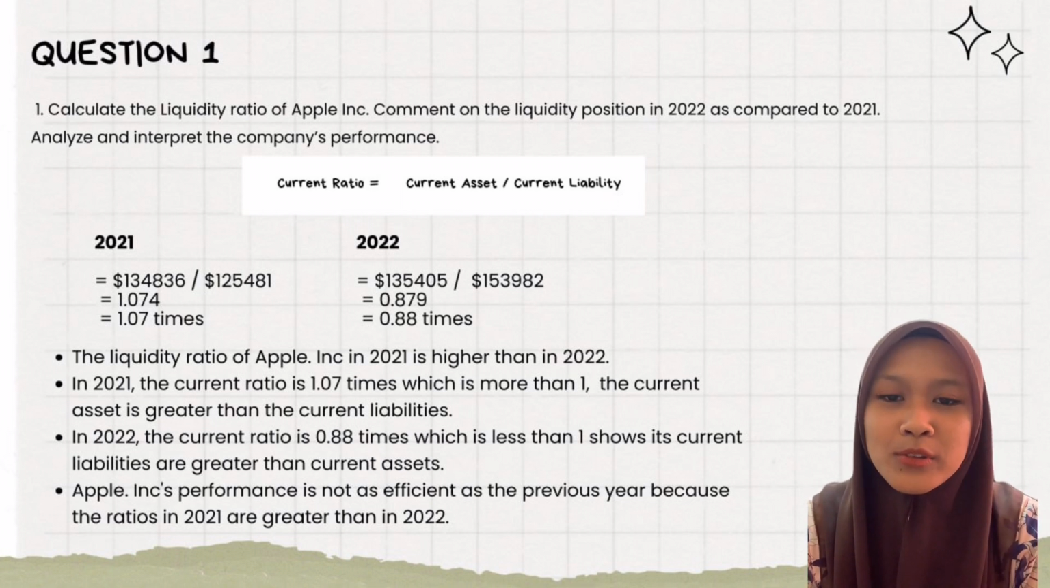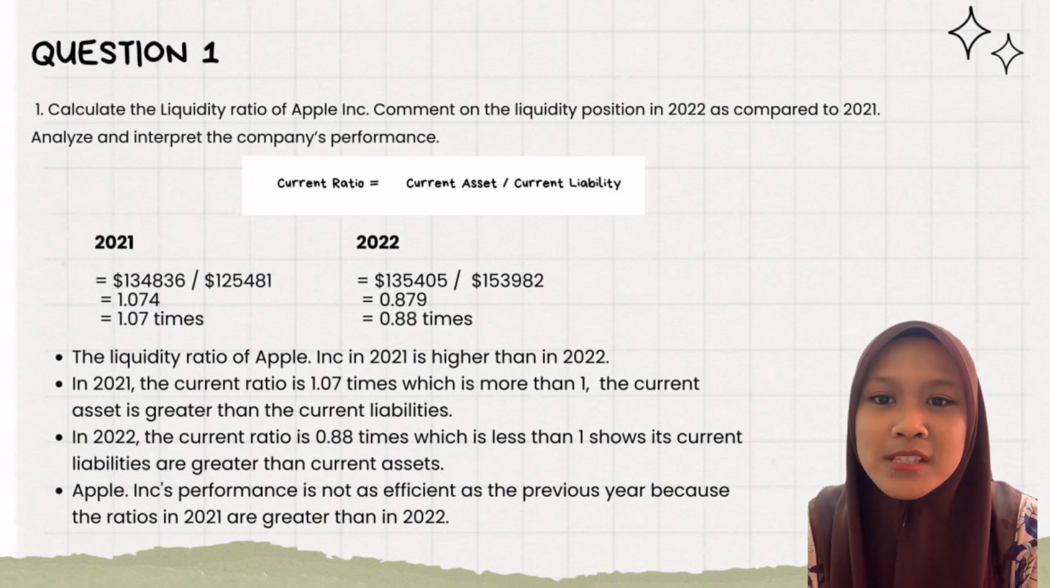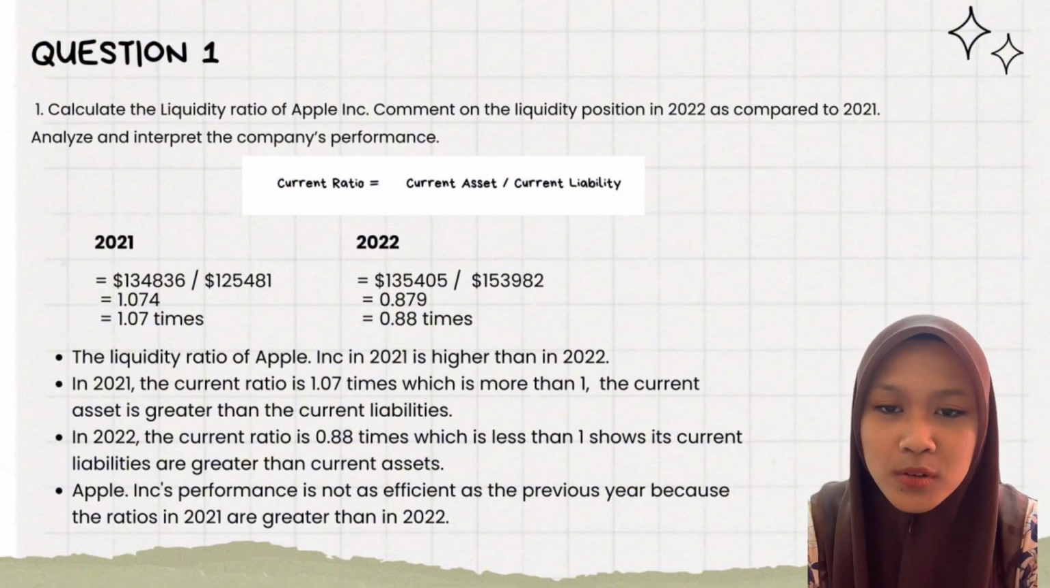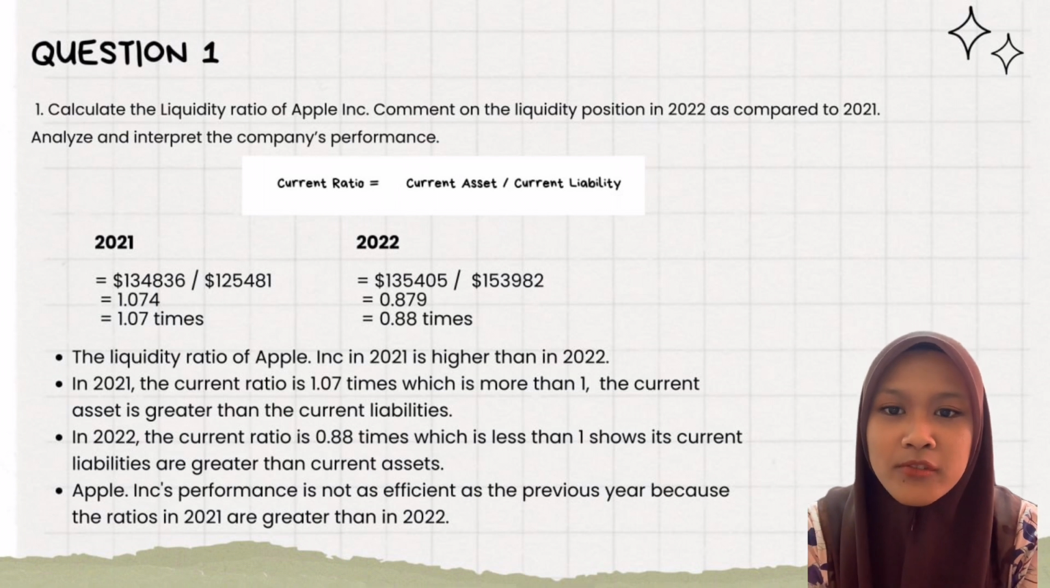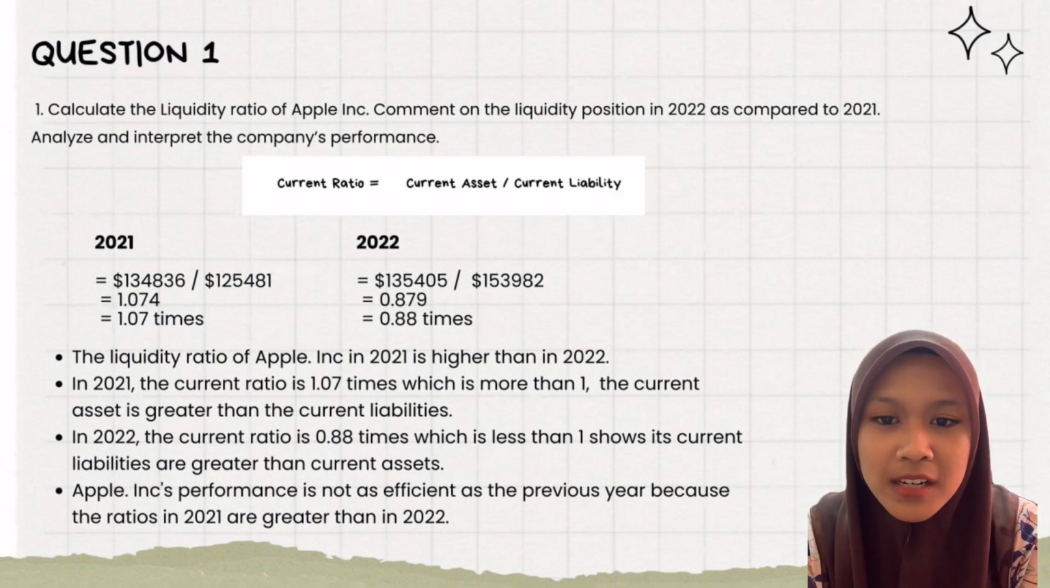So today I'm going to explain about question number 1, which is liquidity ratio. There are two ways that are commonly used to calculate liquidity ratio, which are current ratio and quick ratio. First calculation that I have made is based on current ratio by using the formula current asset divided by current liability.